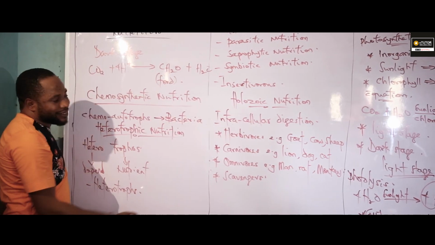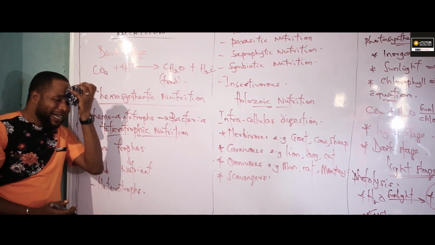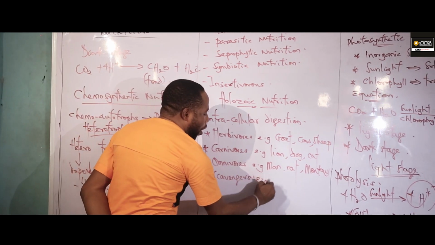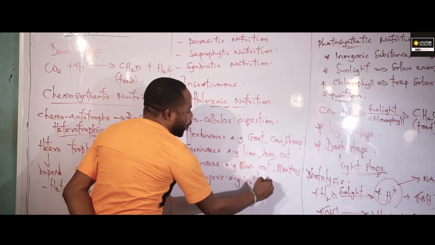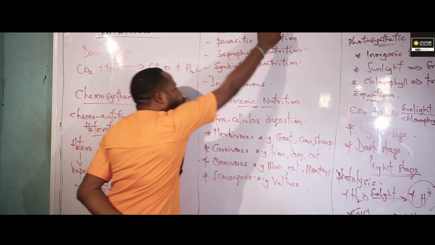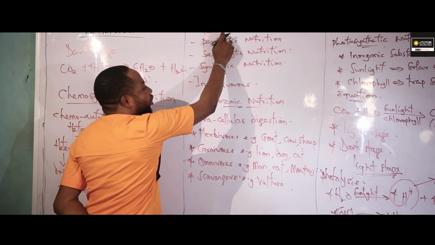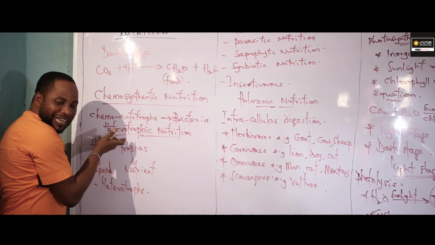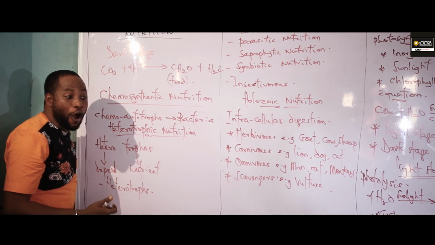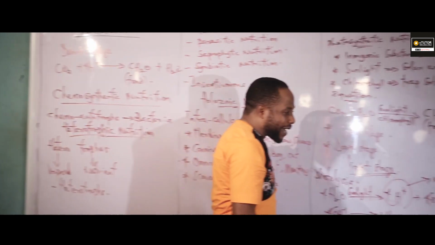Then the last type, scavengers, they feed on dead and decaying animals. A good example is the vulture. So these four sets of organisms carry out Holozoic nutrition. And don't forget, Holozoic nutrition is under heterotrophic nutrition, the type of nutrition in which the organism depends on plants, either directly or indirectly. Did you understand that? Now, the second one, parasitic nutrition.